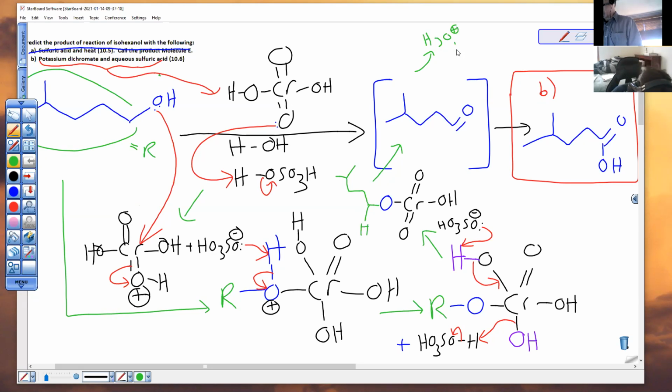I should have done what I did the other day, have the mechanism already on the screen. I thought that was a nice thing to do, and then I forgot I did it. But pretty much this is the mechanism. I'm stealing this from chapter 10.